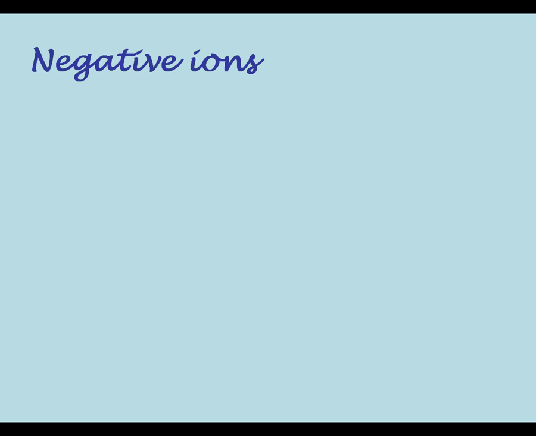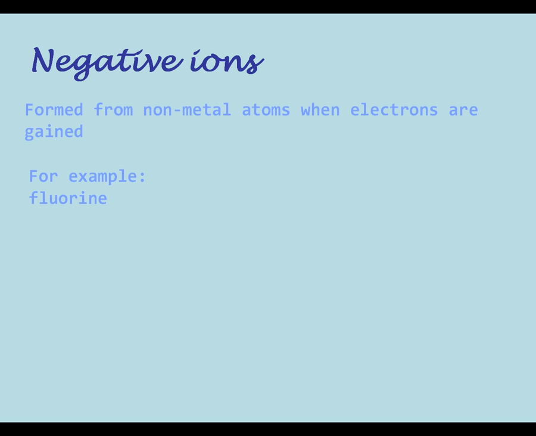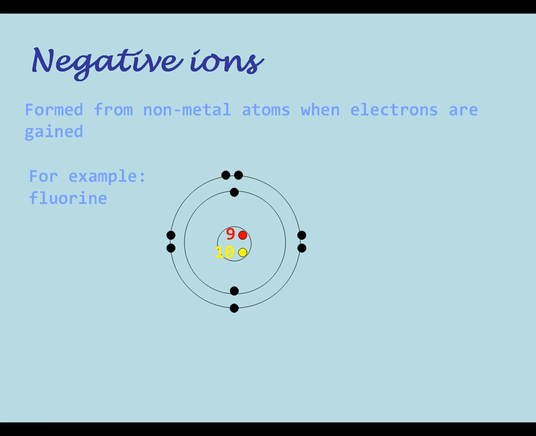Now, when we look at negative ions, these are formed typically from non-metal atoms when electrons are gained. For example, if we look at fluorine, fluorine has 9 protons in its nucleus and 10 neutrons in the nucleus, and it has a total of 9 electrons, 2 in the first main shell and 7 in the second main shell.